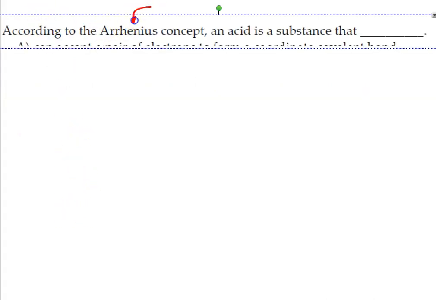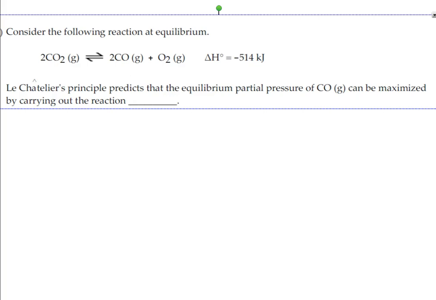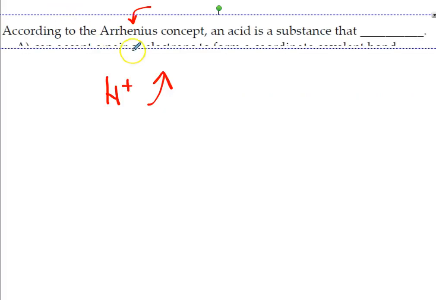According to the Arrhenius concept, an acid is a substance that... All right, Arrhenius was like the very first thing, wasn't it? H plus has to go up. That's what you're looking for in a solution. Okay, we all right with that? The definition of that is it makes hydronium go up.